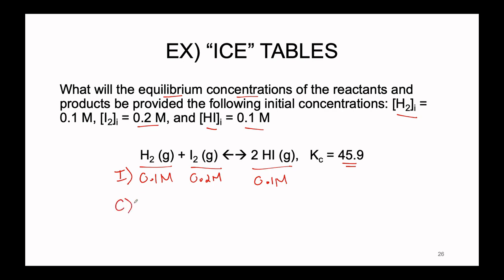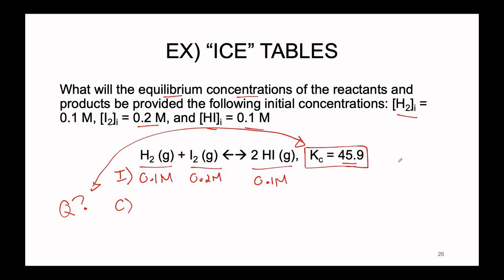Well, the next row label is the C. This is the change that we're going to expect to see, which means that we need to figure out in which direction this reaction is going to shift. So our very first step in solving for what the equilibrium concentrations will end up being is to figure out what our Q is. Since we have an equilibrium constant K, we can compare Q to K to figure out which direction the reaction is going to shift. Is it going to move spontaneously in the forward direction to create more product, or is it going to move spontaneously in the reverse direction to create more reactant?